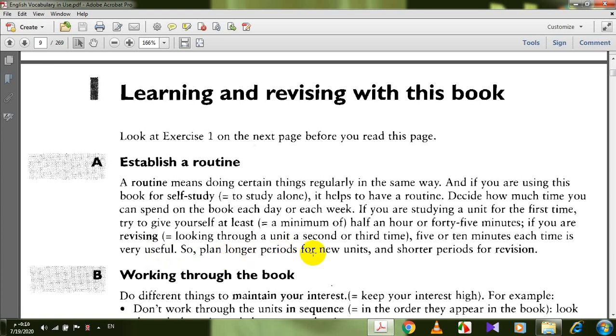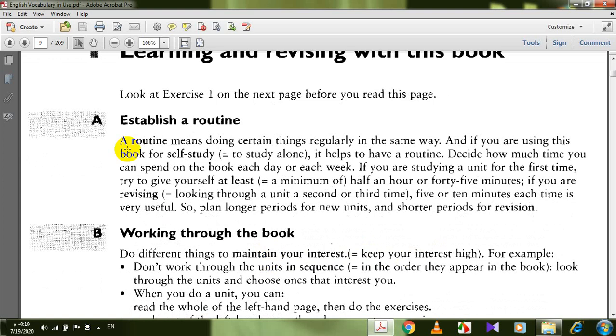So plan longer periods for new units and shorter periods for revision. This is in short. It means give yourself shorter spans of time for revision and longer spans of time for studying new units. Okay, so this is E, establish a routine. So you have to organize yourself for studying.